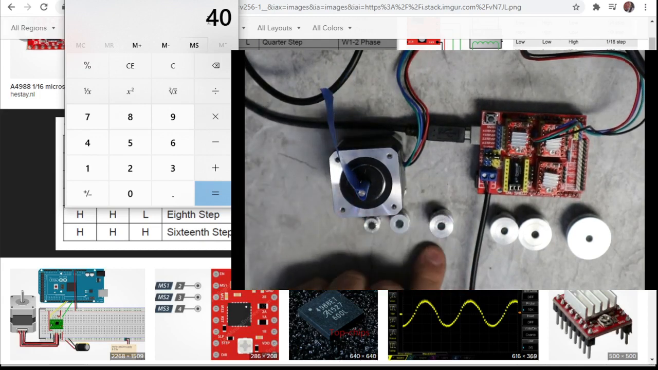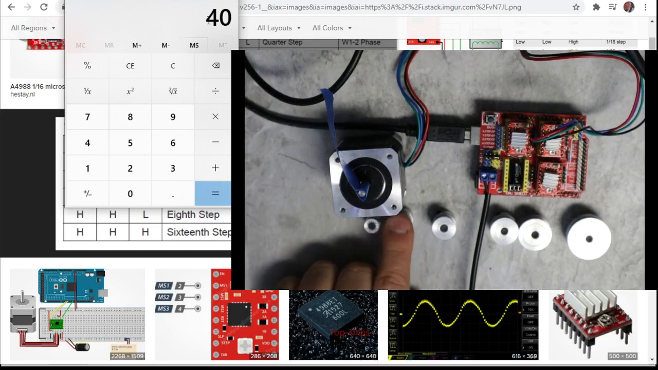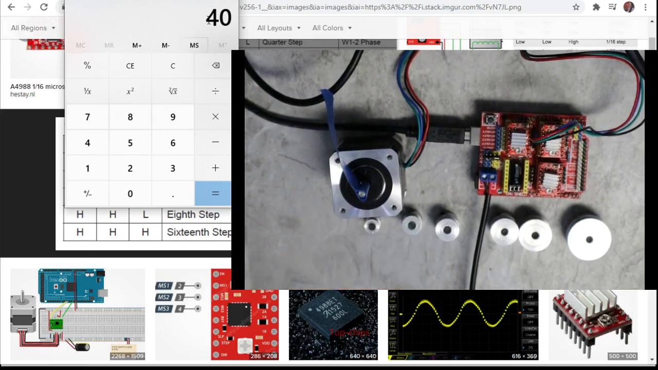Typically, it doesn't take much torque to run a 20-tooth or a 16-tooth. That's what I typically run on my lasers. That's what you'll typically see on most lasers, a 20 or a 16-tooth.